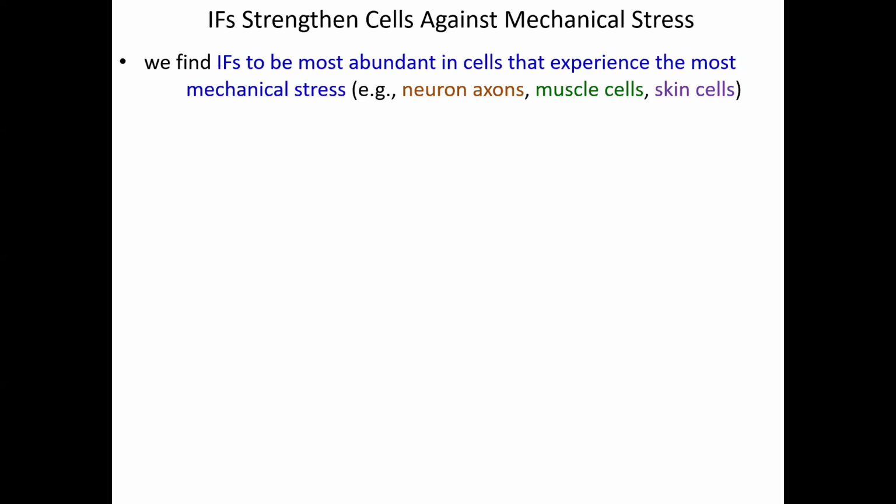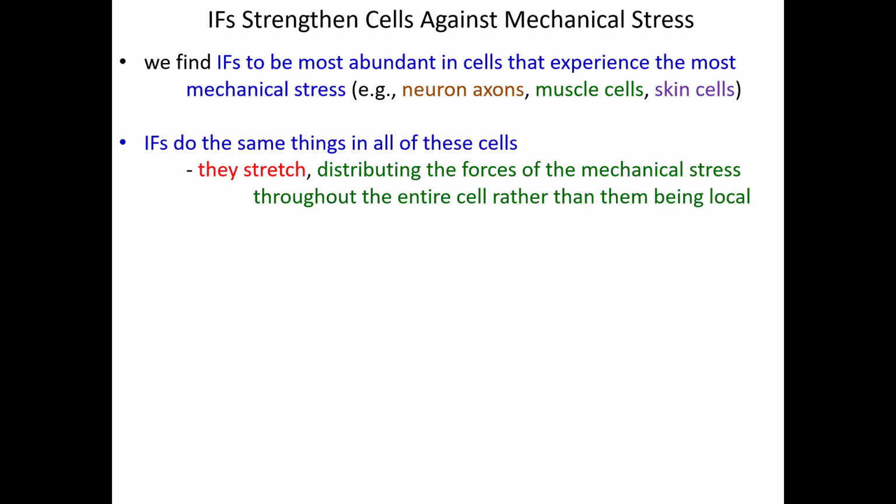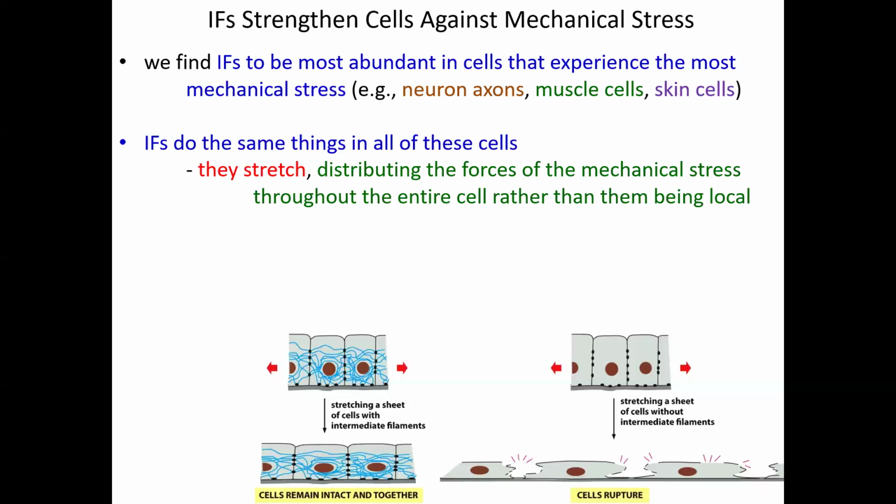If you think of the axons and neurons, they're very, very long, they're very, very thin, and they're pretty much just membrane, super prone to breakage. But if you load that axon up with intermediate filaments, you give it tensile strength. You allow that axon to stretch without tearing. And that's what intermediate filaments do in all of these cell types. They stretch, they distribute the force of that mechanical stressing, that stretching, throughout the entire cell, rather than having those stresses being local and leading to cell tearing.